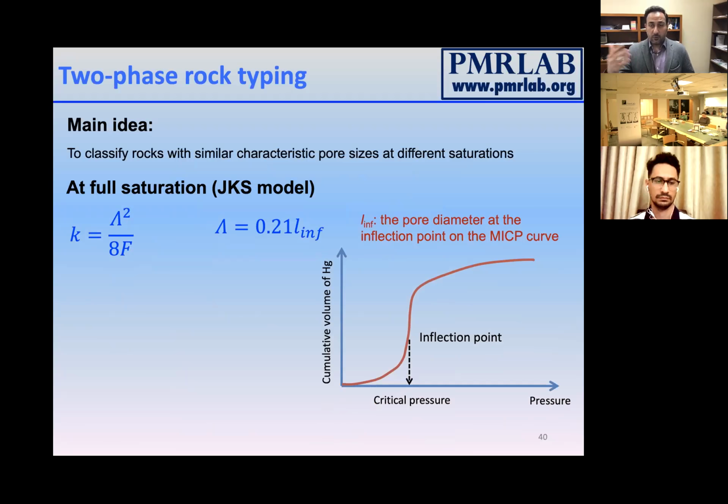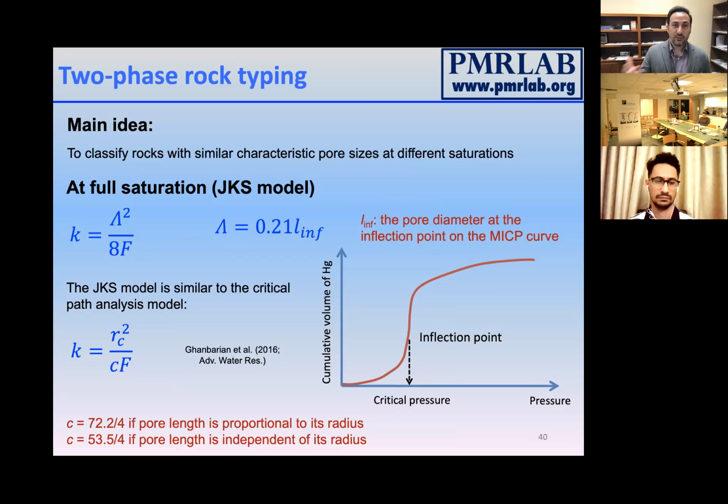Previously, for single phase rock typing, we focused on full saturation. It could be liquid saturation equal to 1, gas saturation equal to 1, depending on whether you're measuring gas permeability or liquid permeability, but that was at full saturation. And this is the model we used, the JKS model. Interestingly, the JKS model is very similar to the critical path analysis model, which is another technique from statistical physics.